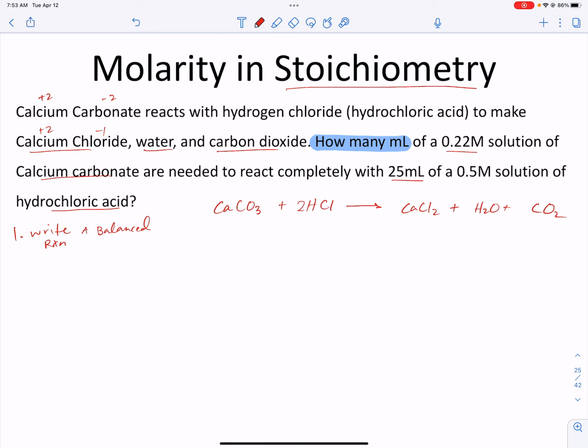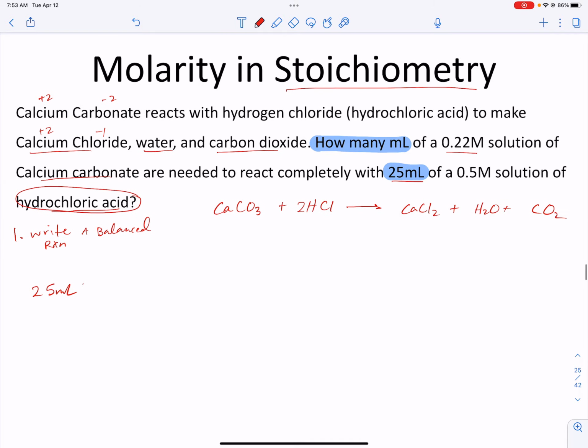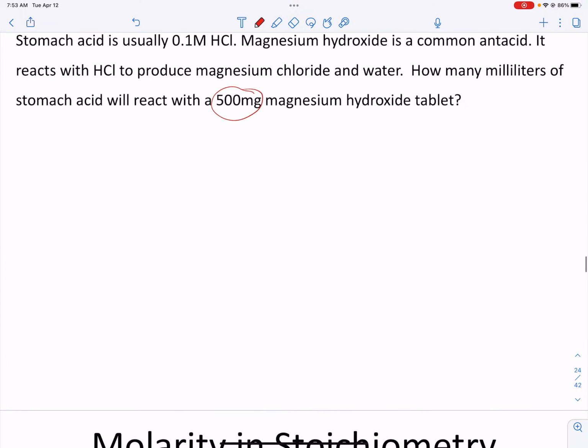So if you're looking through the problem, the only place I see a volume is right here, 25 milliliters. So we're going to start with that, 25 milliliters of what? This is hydrochloric acid that we're talking about. Okay, so I'm going to write that in, HCl. I encourage you to write your substance in, label things with what substance you're talking about. And now, what is the first step we do?